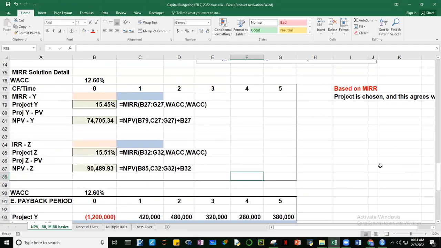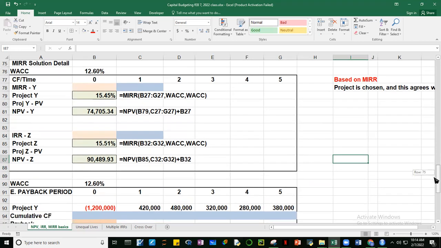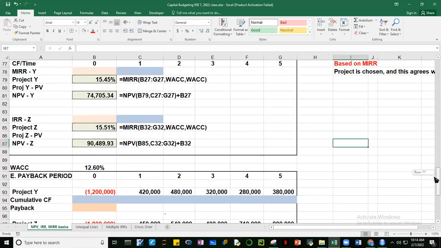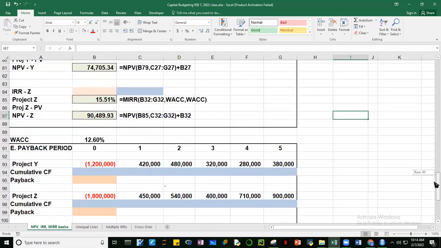So that's the modified internal rate of return. And normally we get that if there's a conflict between your NPV and your IRR. And always, guys, your MIRR will always agree with your NPV. It will reinforce the NPV decision. Okay, questions? Clear so far, guys? Clear?